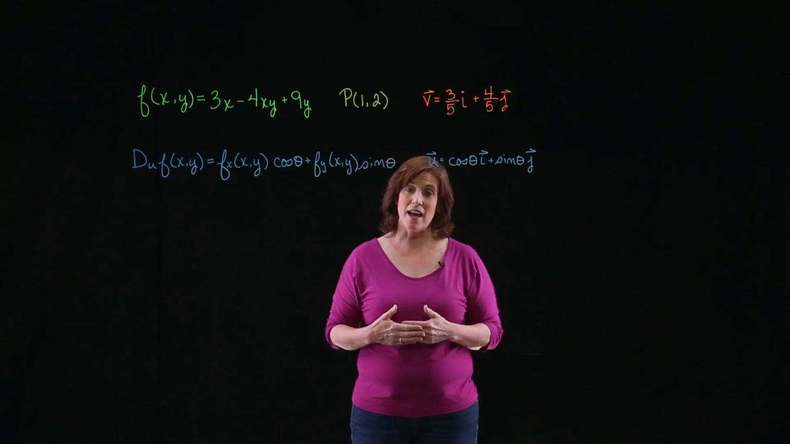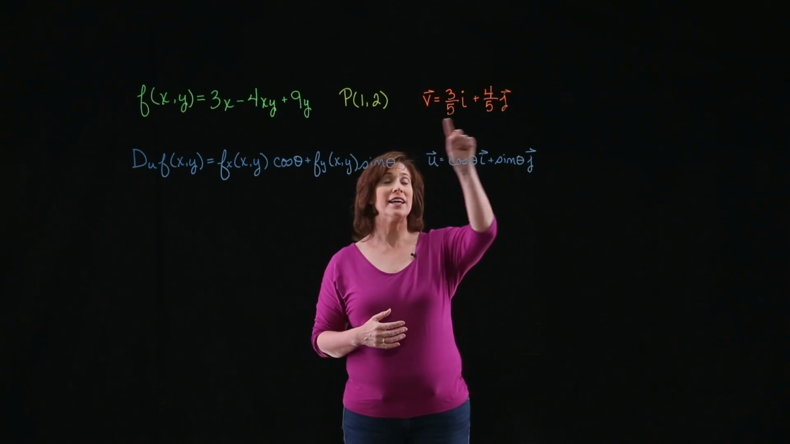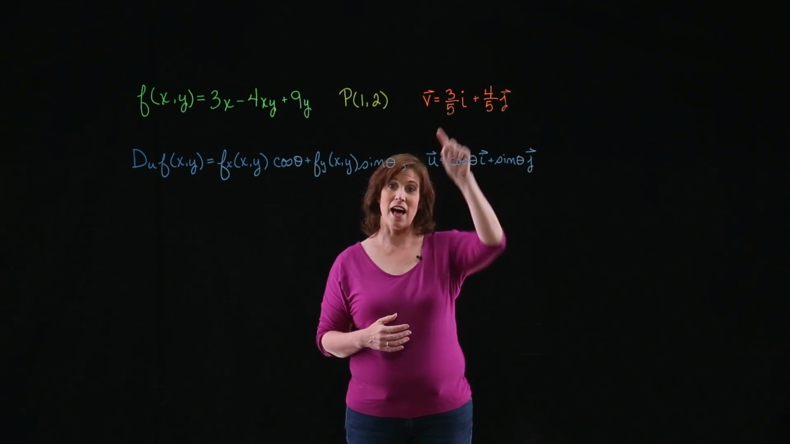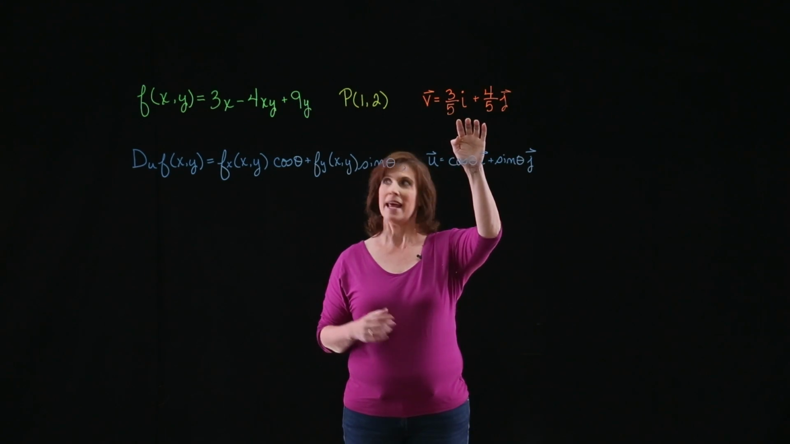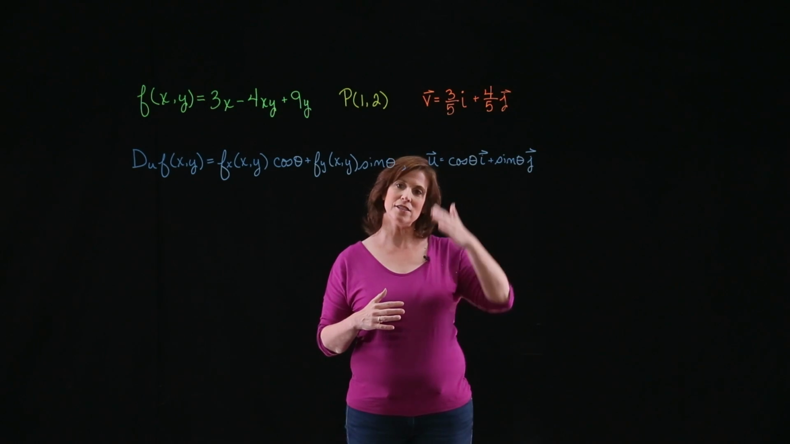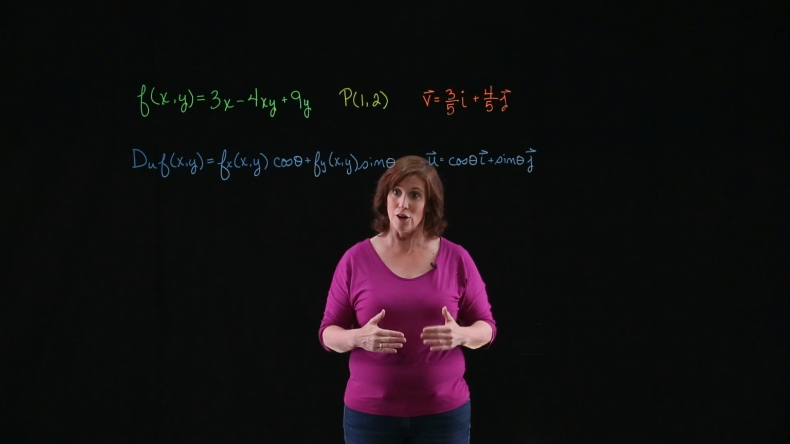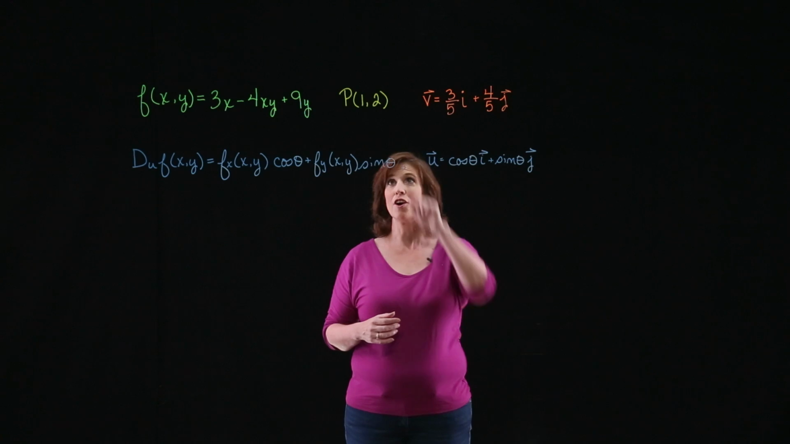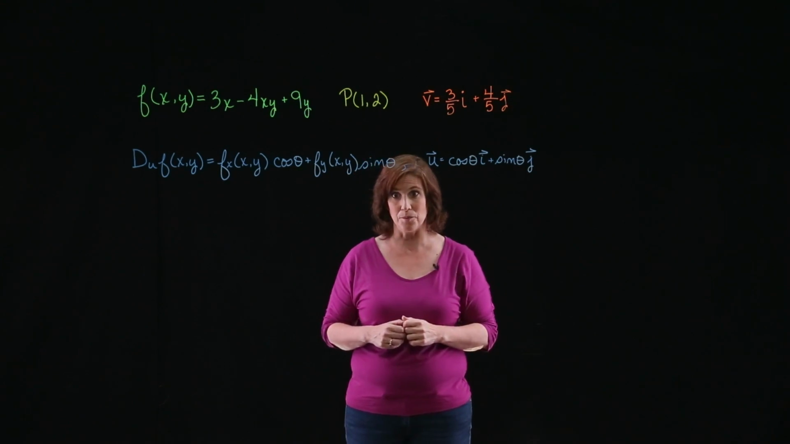Now, one way you can think of a directional derivative is if you look at the given vector and think of a plane in which this vector lies. We're going to take that plane and intersect it with my surface. When we intersect a surface with a plane, we get a curve, and we want to find the slope of the tangent line to that curve at the point (1, 2).